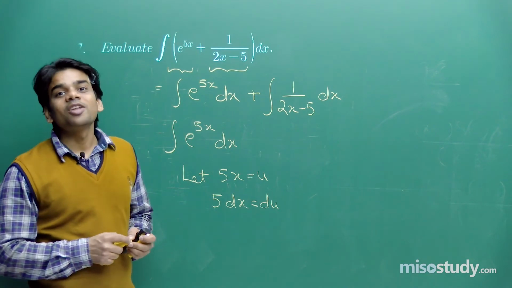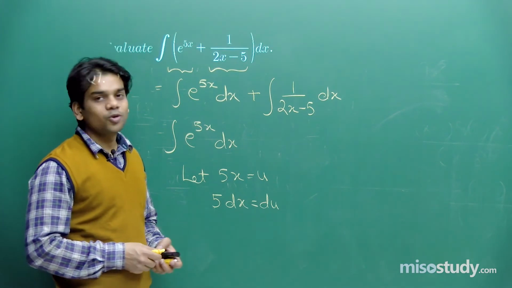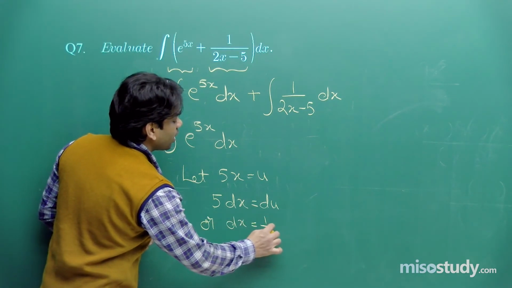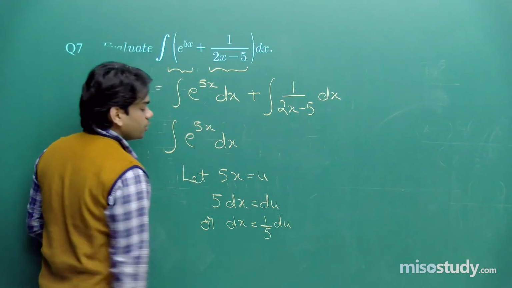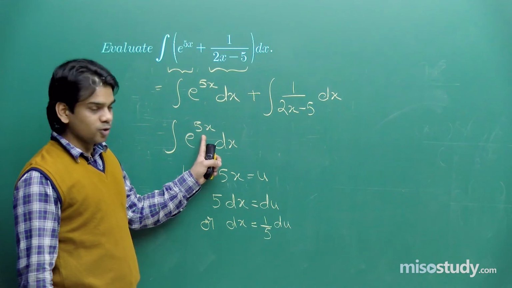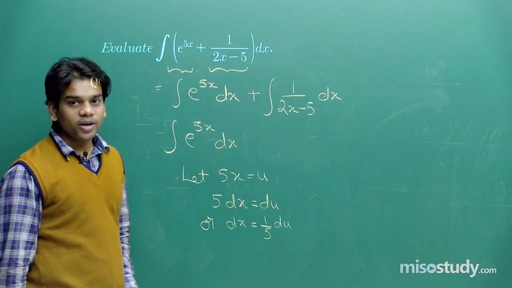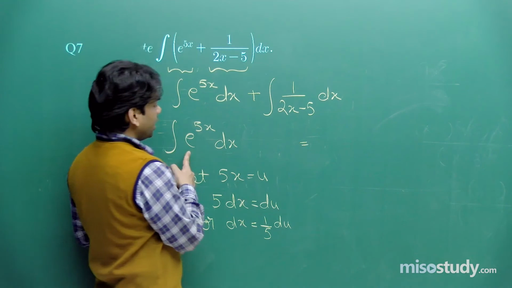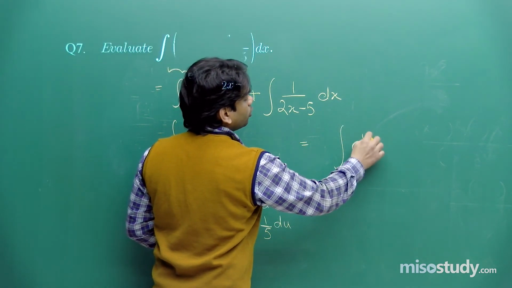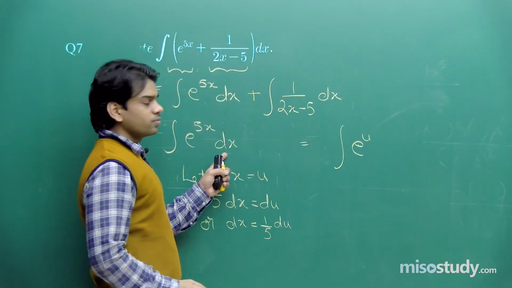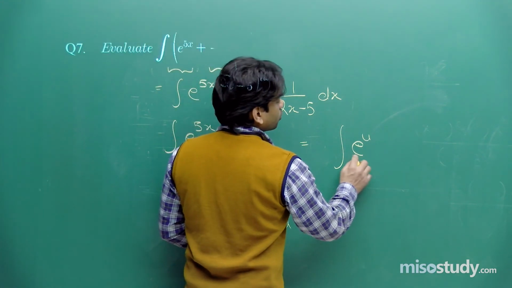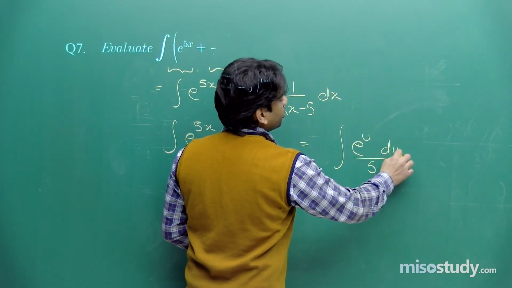Taking the differential element, we get 5 dx is equal to du, or dx is equal to 1 by 5 du. This is what you are going to get. Now can I substitute u instead of 5x here, and instead of dx I can substitute 1 by 5 du. So I will be getting integration of e to the power 5x dx is equal to e to the power u, and the integration is done with respect to dx. Now dx equals 1 by 5 du, so divided by 5 and du.